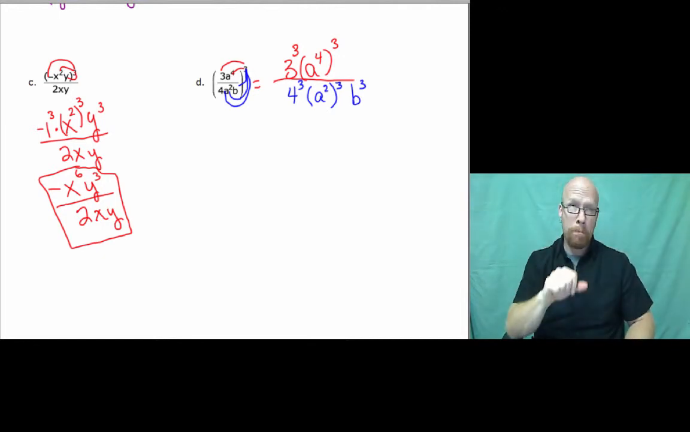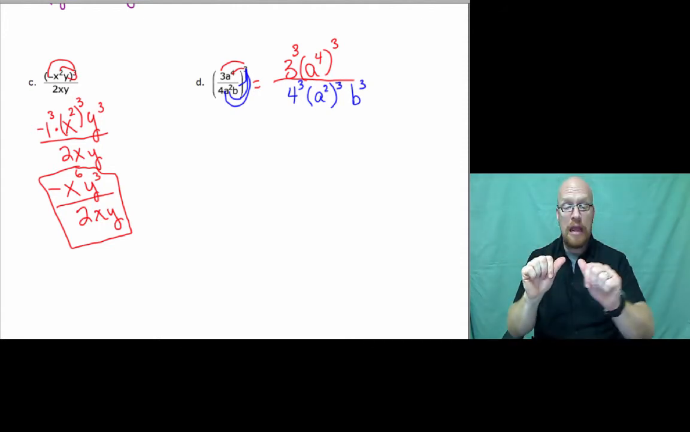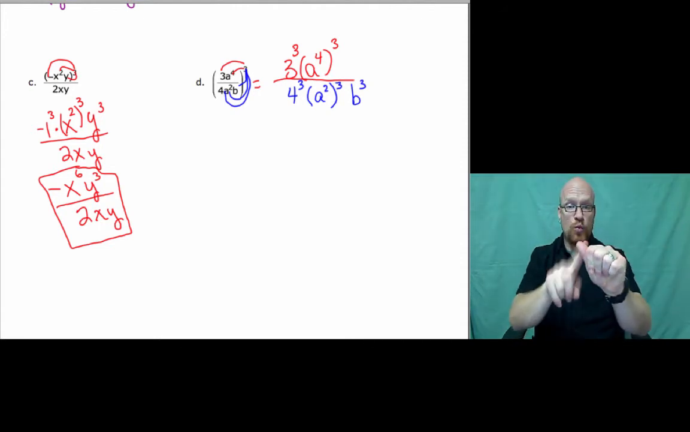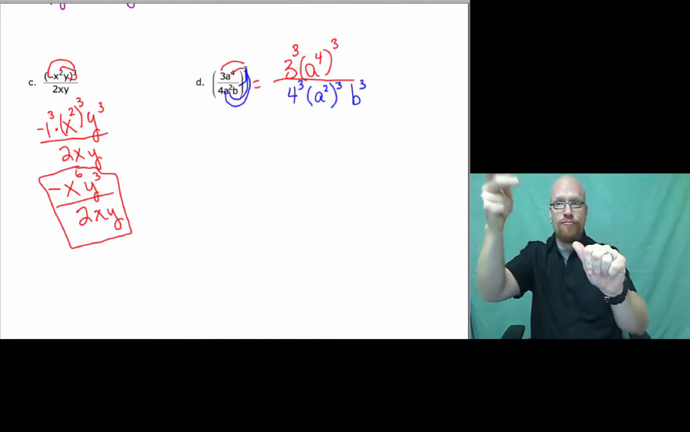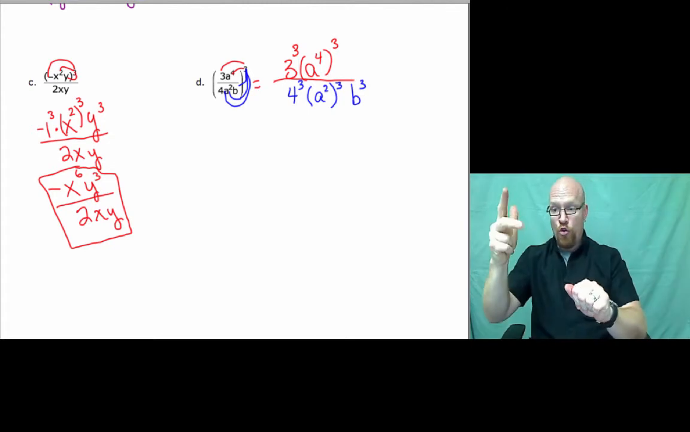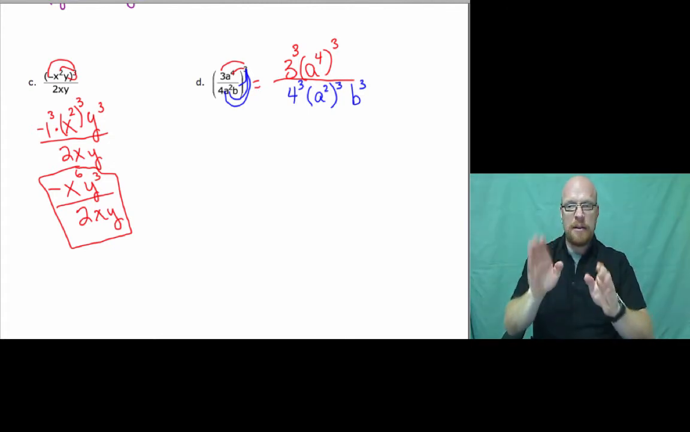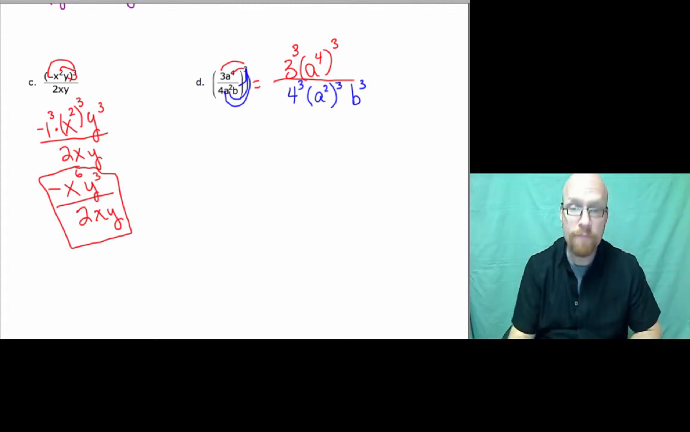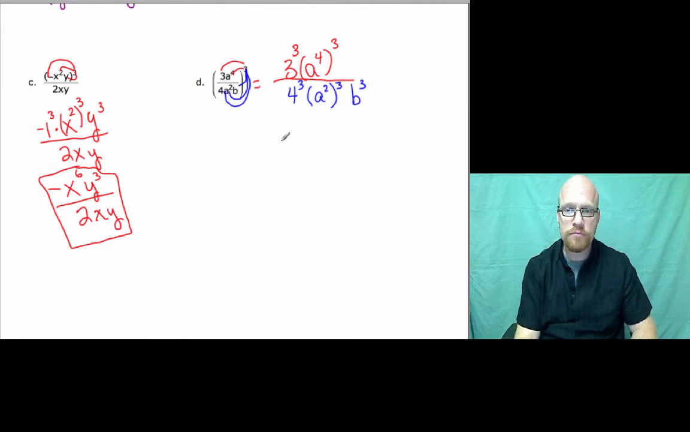4 cubed is 4 times 4 times 4, which is 64. Now, we have a power to a power, a to the fourth to the third. You multiply 4 and 3 and it's 12. Then we have a squared to the third, which is going to be a to the sixth. And as far as the b variable, we leave it as b cubed. Nothing to do there.